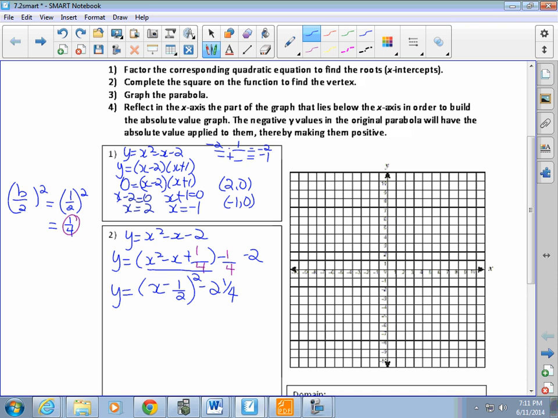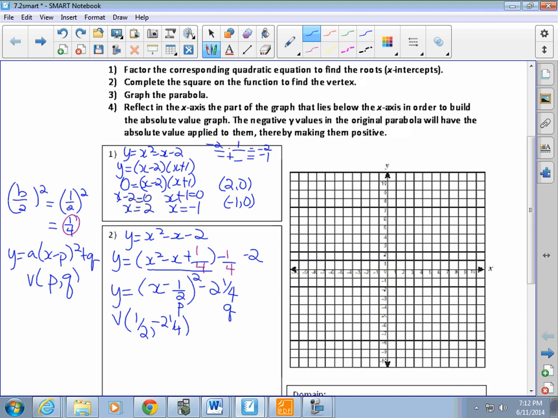So my p and q value come from here. Because remember in vertex graphing form, we have y is equal to a times (x minus p) squared plus q. So your vertex is always at the opposite sign of the p in there, and q. So this one then gives me my vertex at 1/2 and negative 2 1/4.